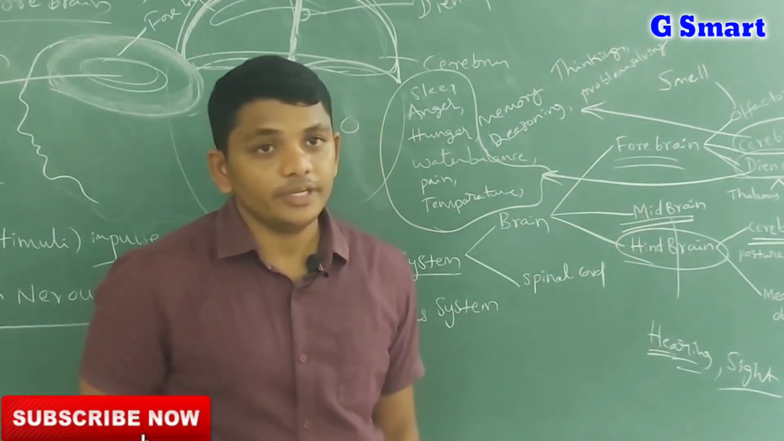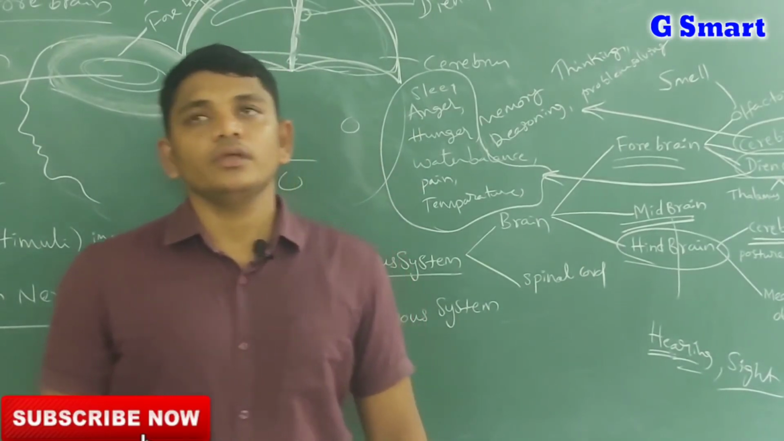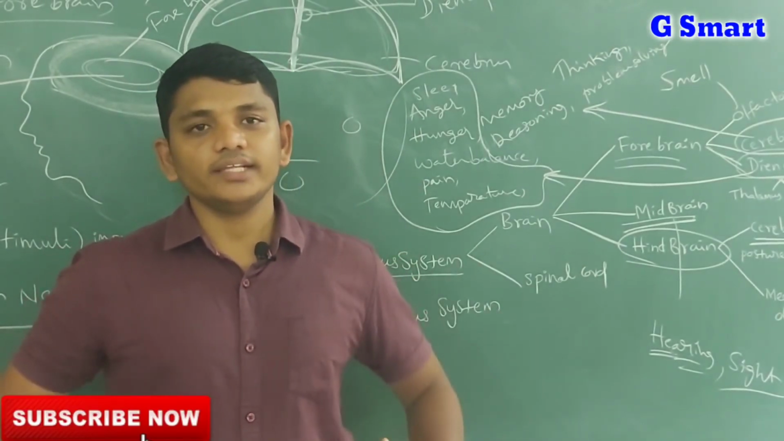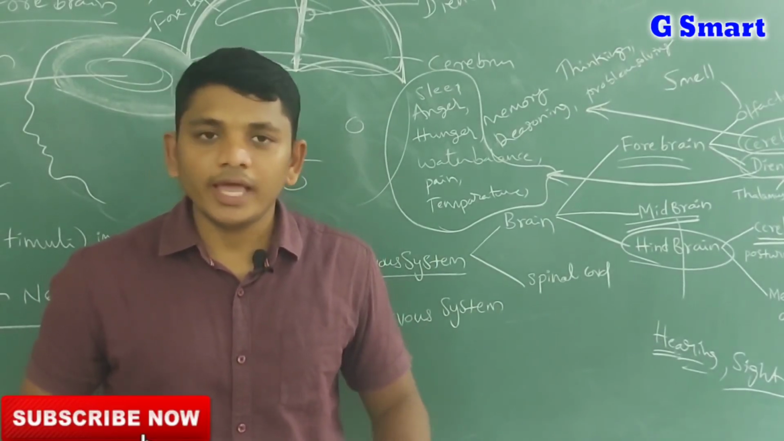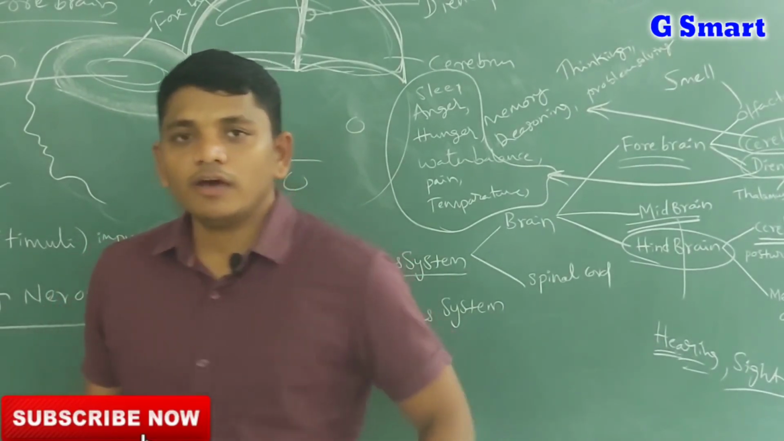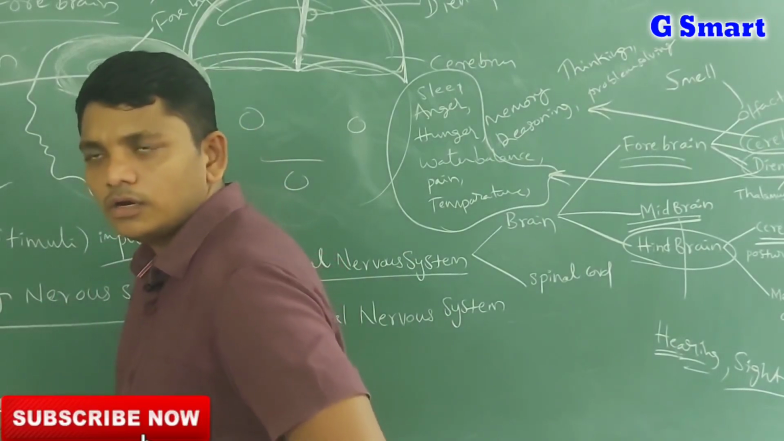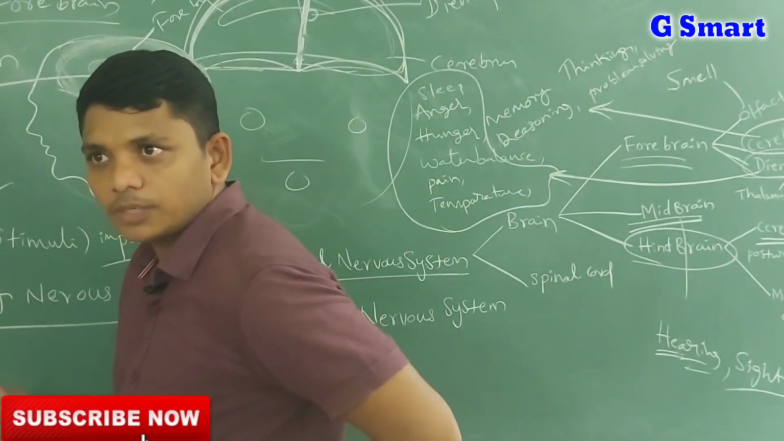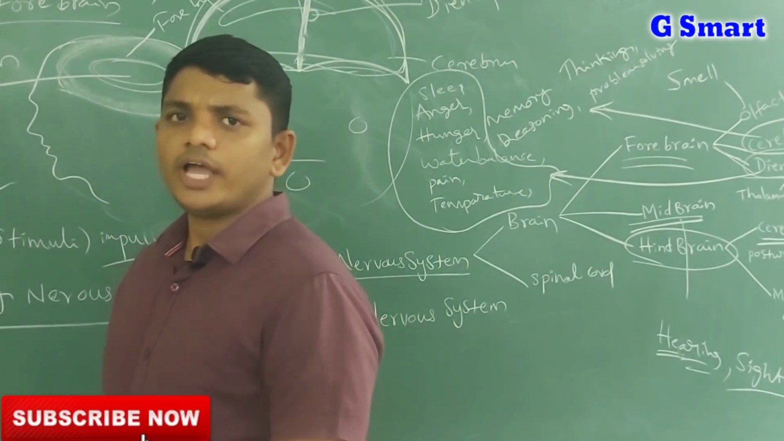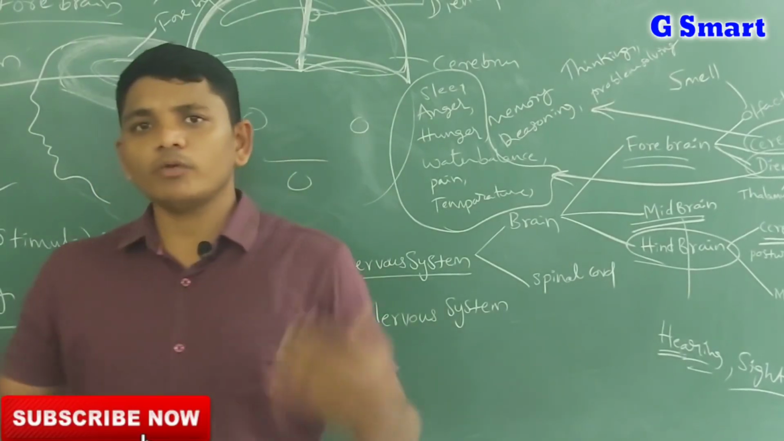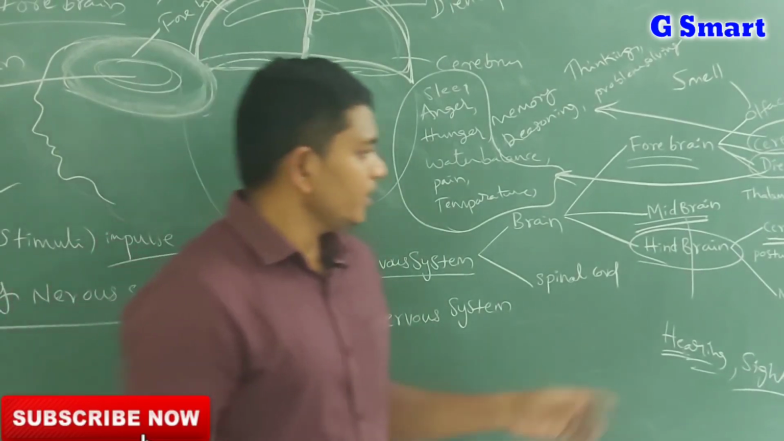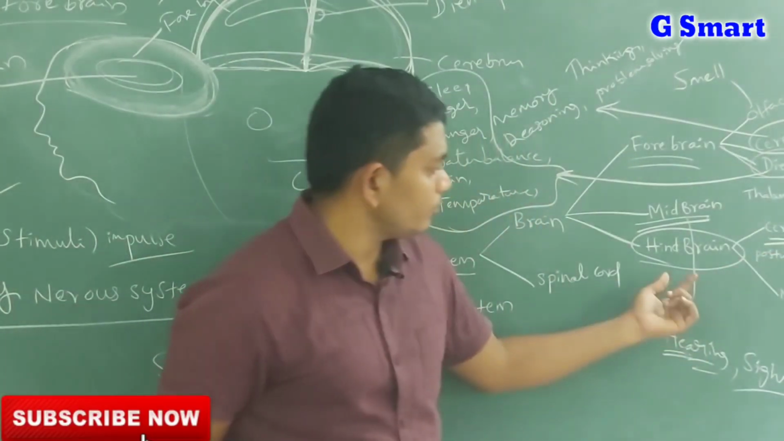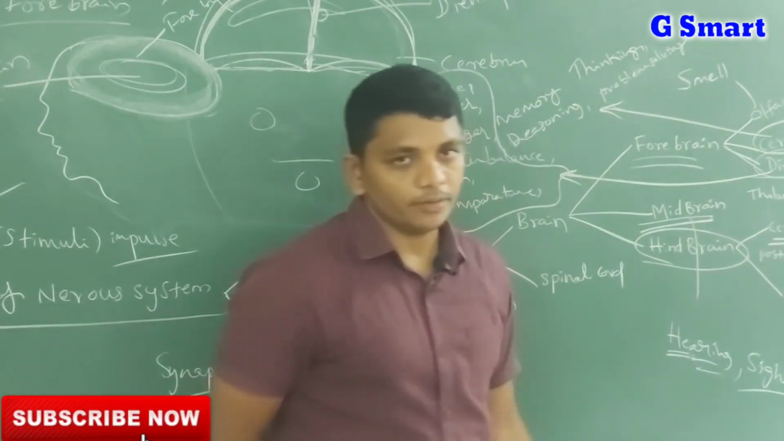Posture means our body should have good posture like this. If we bend like this, something bad will happen to our body. Why? Because our spinal cord will become bent after some days. That is why we have to sit straight. If our posture is good, our health will also be good, right? And equilibrium is also maintained with the help of the cerebellum, right?